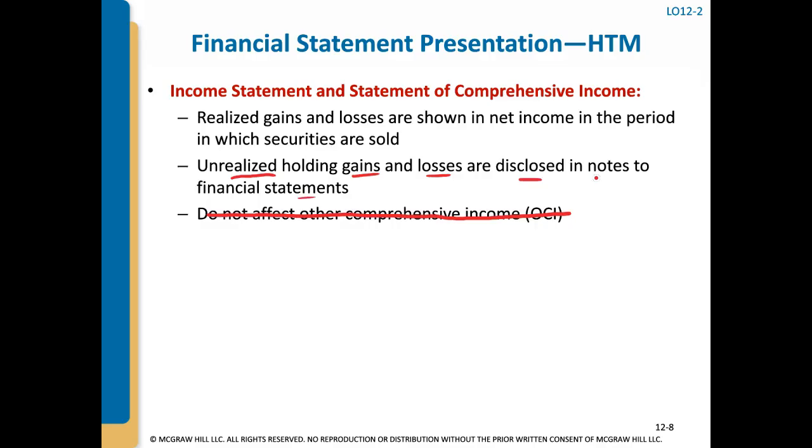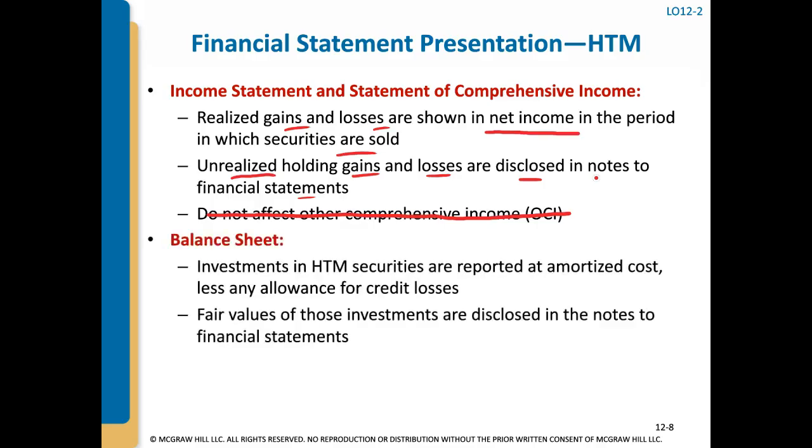We do recognize a gain or loss depending on how much we get for it. If we sell it before maturity or at maturity, we do realize gain or loss on the income statement as part of net income in the period in which they are sold. So that's kind of the income statement and statement of comprehensive income presentation.